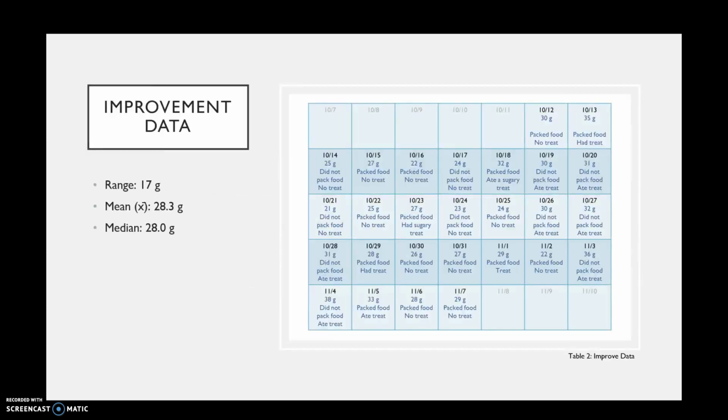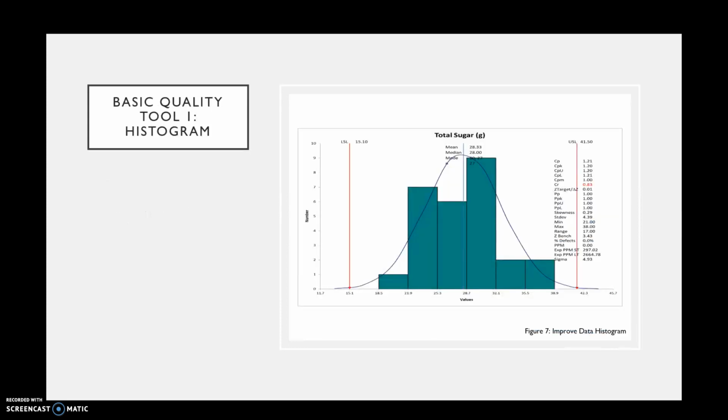So with these improvements in place, I did track a couple more weeks' worth of data, and I did see great improvements here just right off the bat. The range is a lot smaller. The mean is much closer to my target amount of 20 grams. So this was a great thing to see here. And so with this, I can see that my data is a lot more normally distributed.